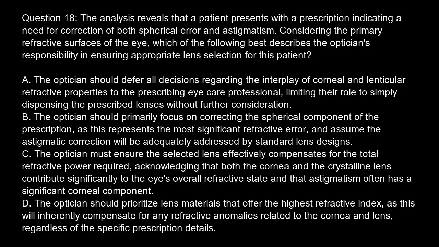Option C. The optician must ensure the selected lens effectively compensates for the total refractive power required, acknowledging that both the cornea and the crystalline lens contribute significantly to the eye's overall refractive state, and that astigmatism often has a significant corneal component. Option D. The optician should prioritize lens materials that offer the highest refractive index, as this will inherently compensate for any refractive anomalies related to the cornea and lens, regardless of the specific prescription details.